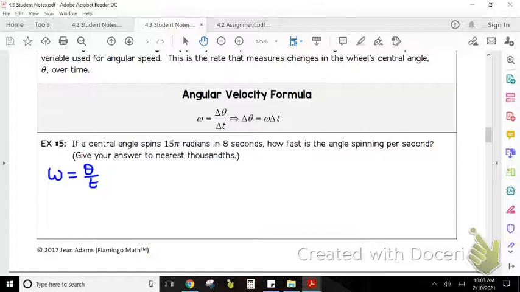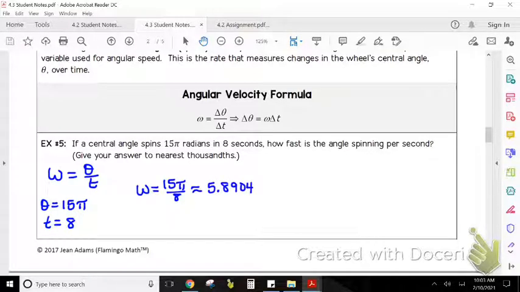Let's see, we know that omega then is 15 pi. And our time, it says in 8 seconds. So our time is 8. So omega is equal to 15 pi over 8, which is approximately 5.8904. Now it's said to the nearest thousandths, which is 3 decimal places.